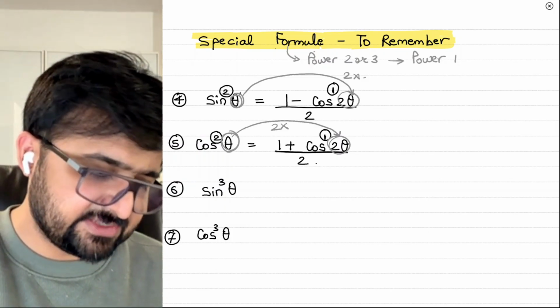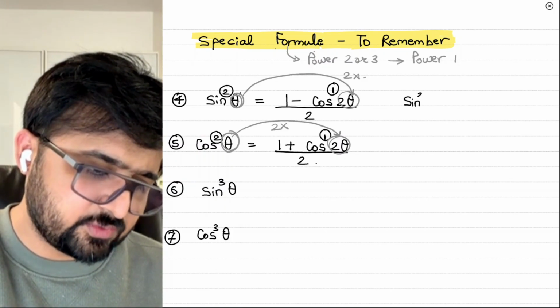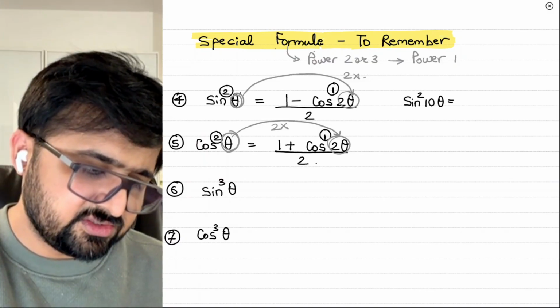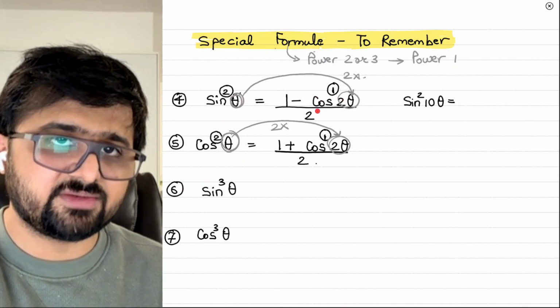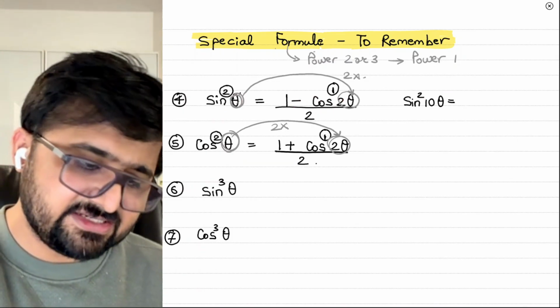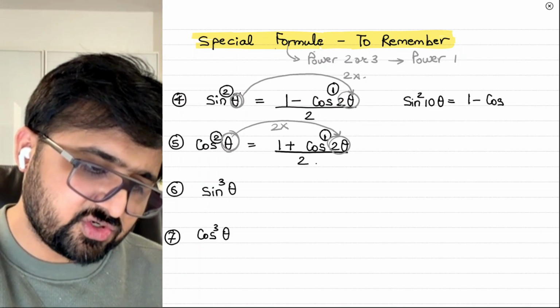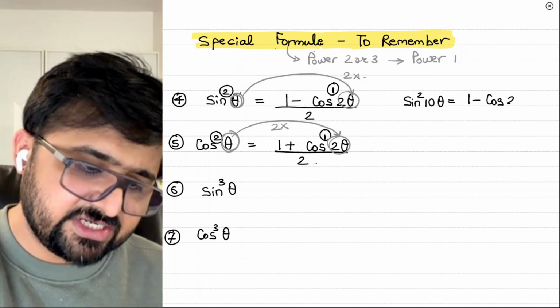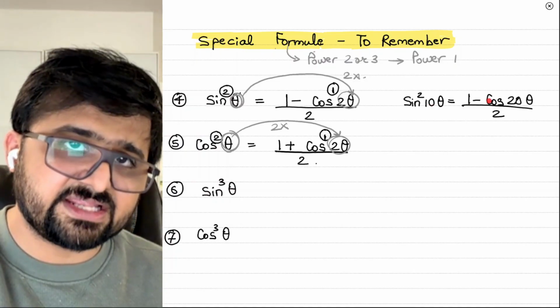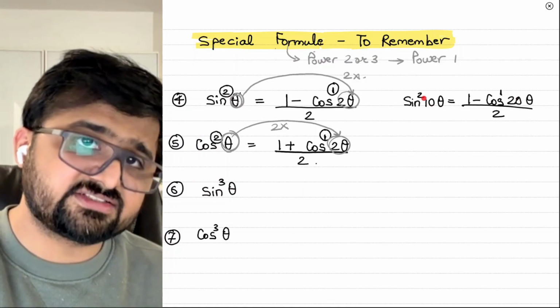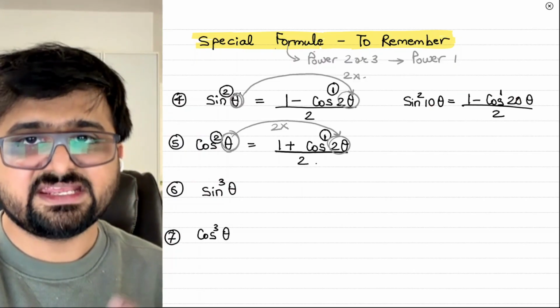Let's take one example. Let's say it was sine square 10 theta. If it was sine square theta, the formula is (1 minus cos 2 theta) divided by 2. If it was sine square 10 theta, the formula is (1 minus cos 20 theta) divided by 2. You just double that angle, and that power 2 gets converted to power 1, which then becomes easy to integrate.